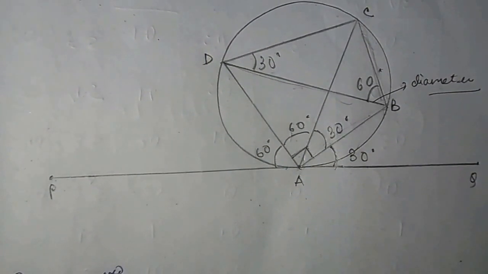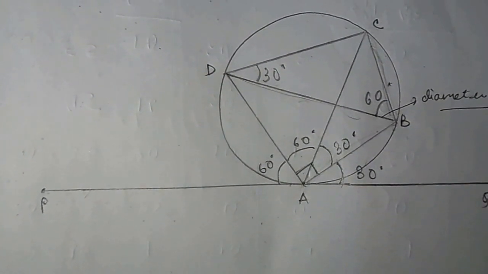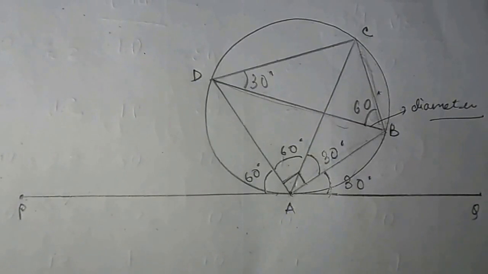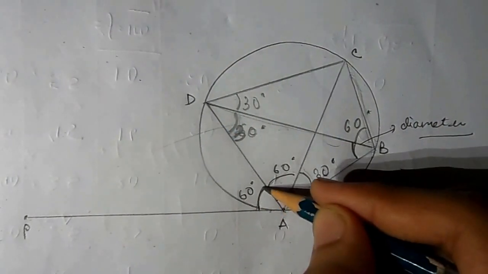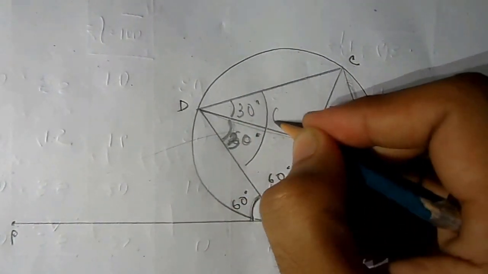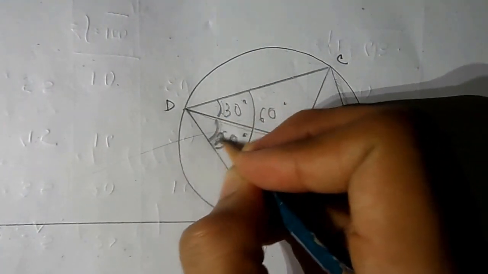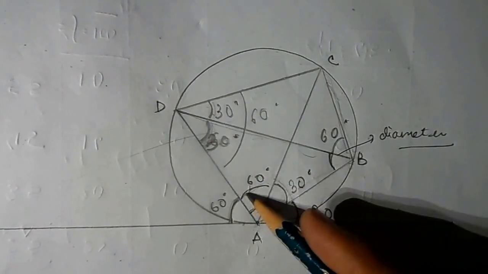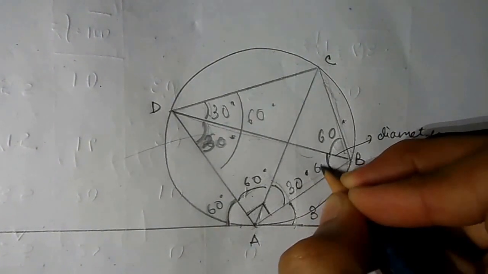Now we use a third theorem, that when a chord intersects a tangent at a point on the circle, the angles in the alternate segments are equal. So if angle PAD is 60 degrees, this will equal 60 degrees. So if this is 30, this will be 30 degrees. Now if this is 30, this is 90, 30 plus 90 equals 120, this will be 60 degrees.